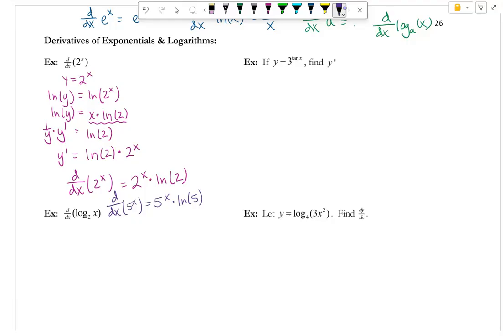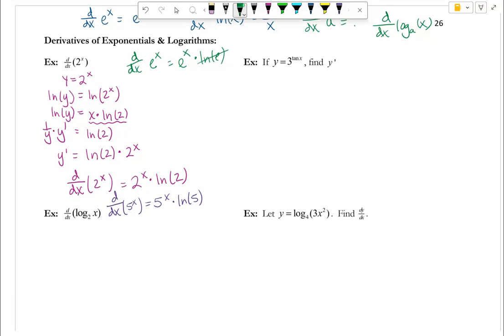So if you go back and you think about our rule with e, if I take the derivative of e to the power of x, I get e to the power of x times the natural log of e. Well, that works because the natural log of e is just 1.